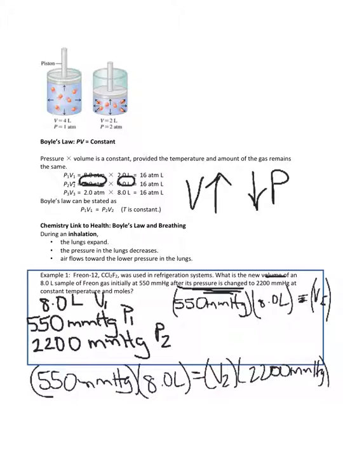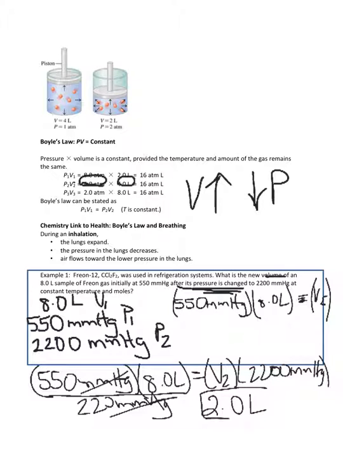To solve this, we multiply 550 millimeters of mercury times 8 liters, so 550 times 8, and then we divide by the 2200 to get our final answer. Divide by 2200 to get 2. Our millimeters of mercury, once we divide out, cancel, and we are left with a unit of liters. So 2.0 liters is our final answer.